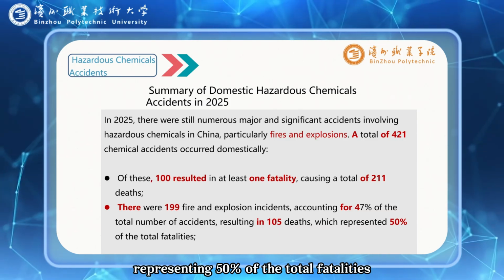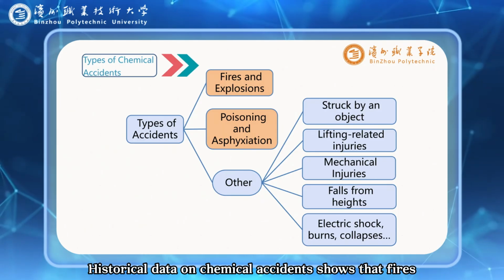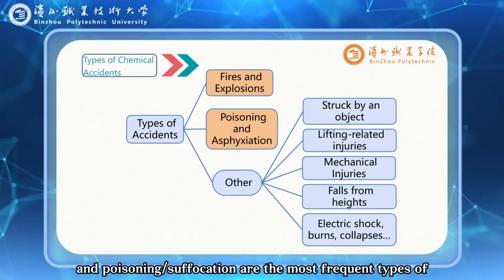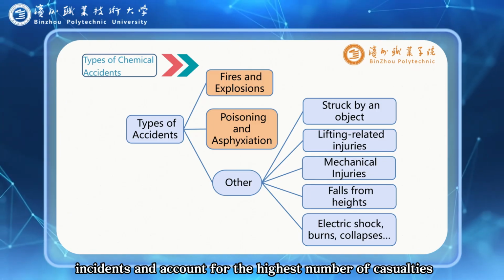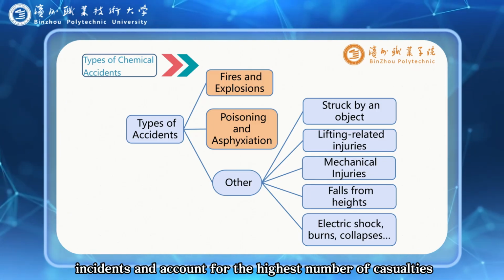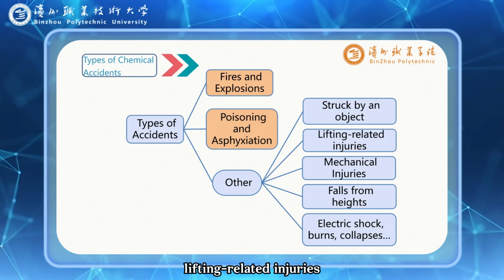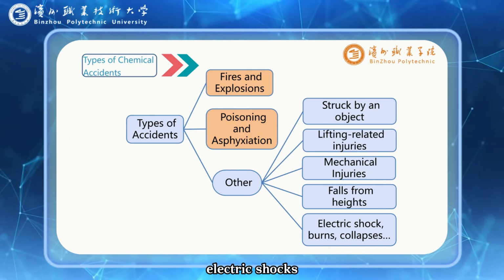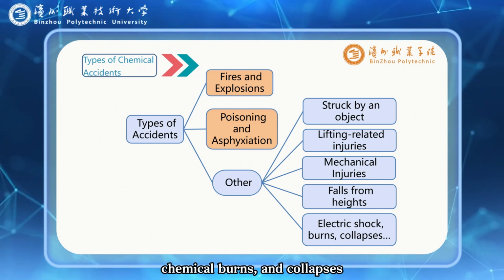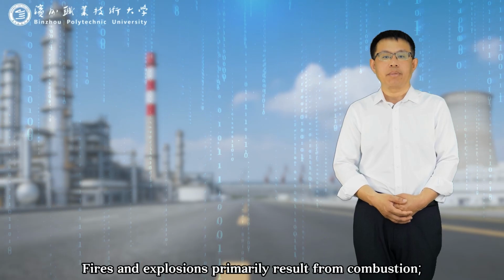of the total fatalities. Historical data on chemical accidents shows that fires, explosions, and poisoning or suffocation are the most frequent types of incidents and account for the highest number of casualties. Other accident types include being struck by objects, lifting-related injuries, machinery-related injuries, falls from heights, electric shocks, chemical burns, and collapses. Fires and explosions primarily result from combustion.